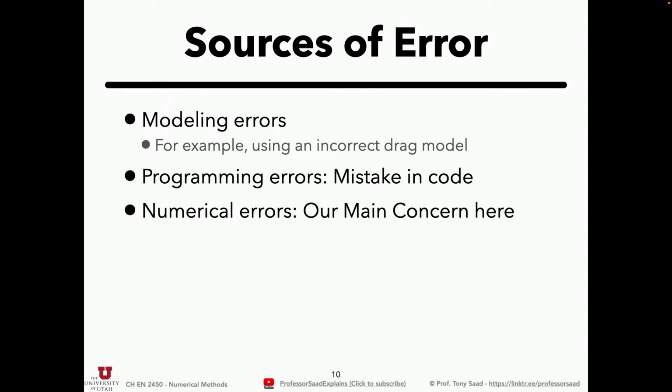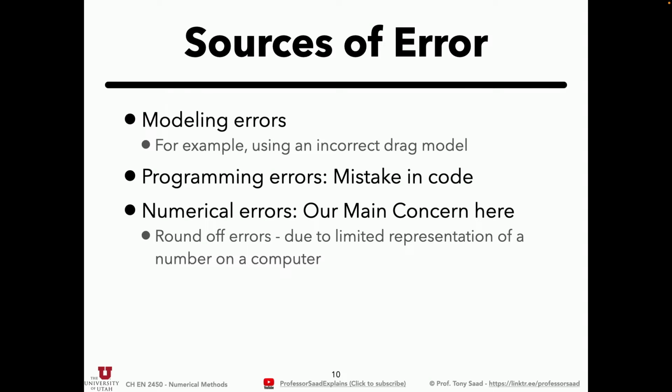So programming errors, these are mistakes in the code. Instead of writing the true equation in the code, you put a typo there. You miss a number. It's not a numerical error. It's a coding error, almost like a human error. Okay. Finally, numerical errors, which is our main concern here.